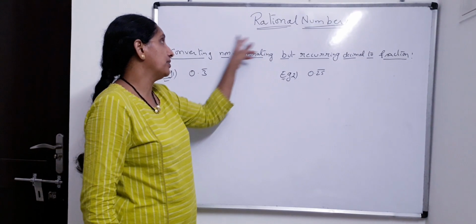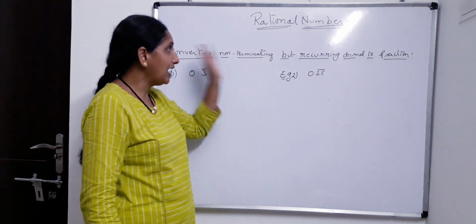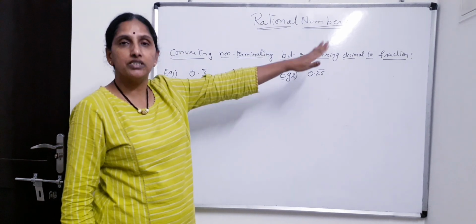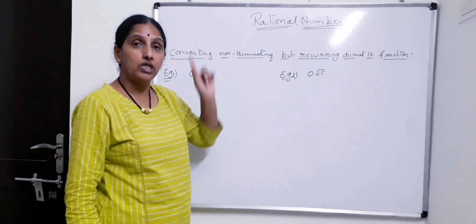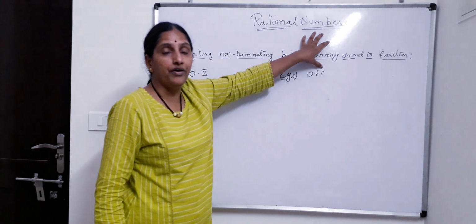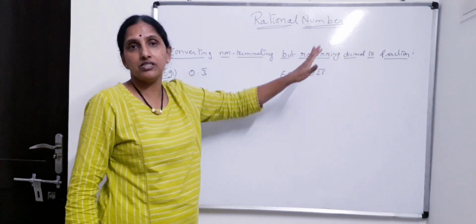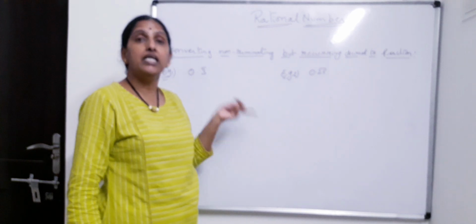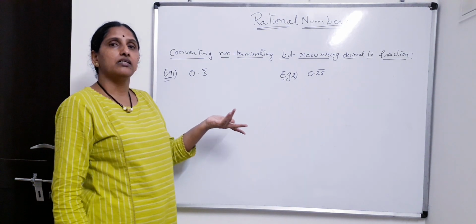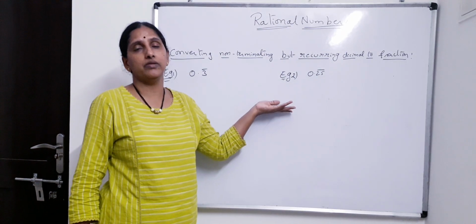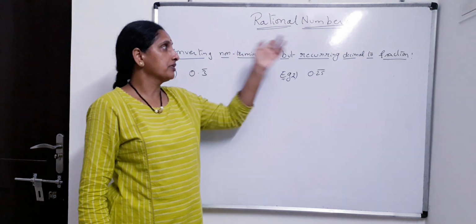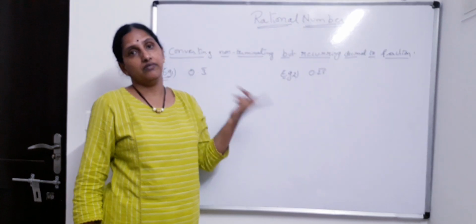Here it is non-terminating. Non-terminating and recurring, then only it is a rational number. Then only it can be expressed in P by Q form. Clear? That is very, very important. If it is non-terminating and also non-recurring, that cannot be expressed as P by Q. Please remember, that is called an irrational number. In the next classes, in higher studies, you will be learning about that. Rational means if it is non-terminating, it should be recurring. If it is not recurring, it will become an irrational number.